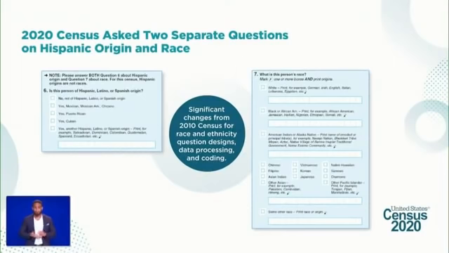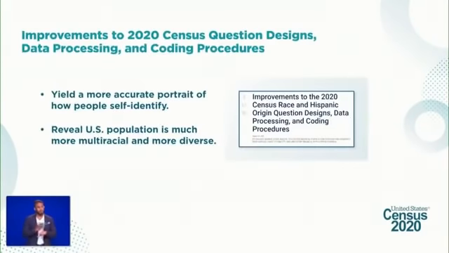Building on our extensive research and outreach last decade, we made several improvements to the questions for 2020. I encourage you to check out our recent webinar and blog to learn more. We improved the ways we process the data and code the responses to these questions. This work began in 2015 with our research and testing centered on findings from the 2015 National Content Test, and the designs were implemented in the 2018 census test.